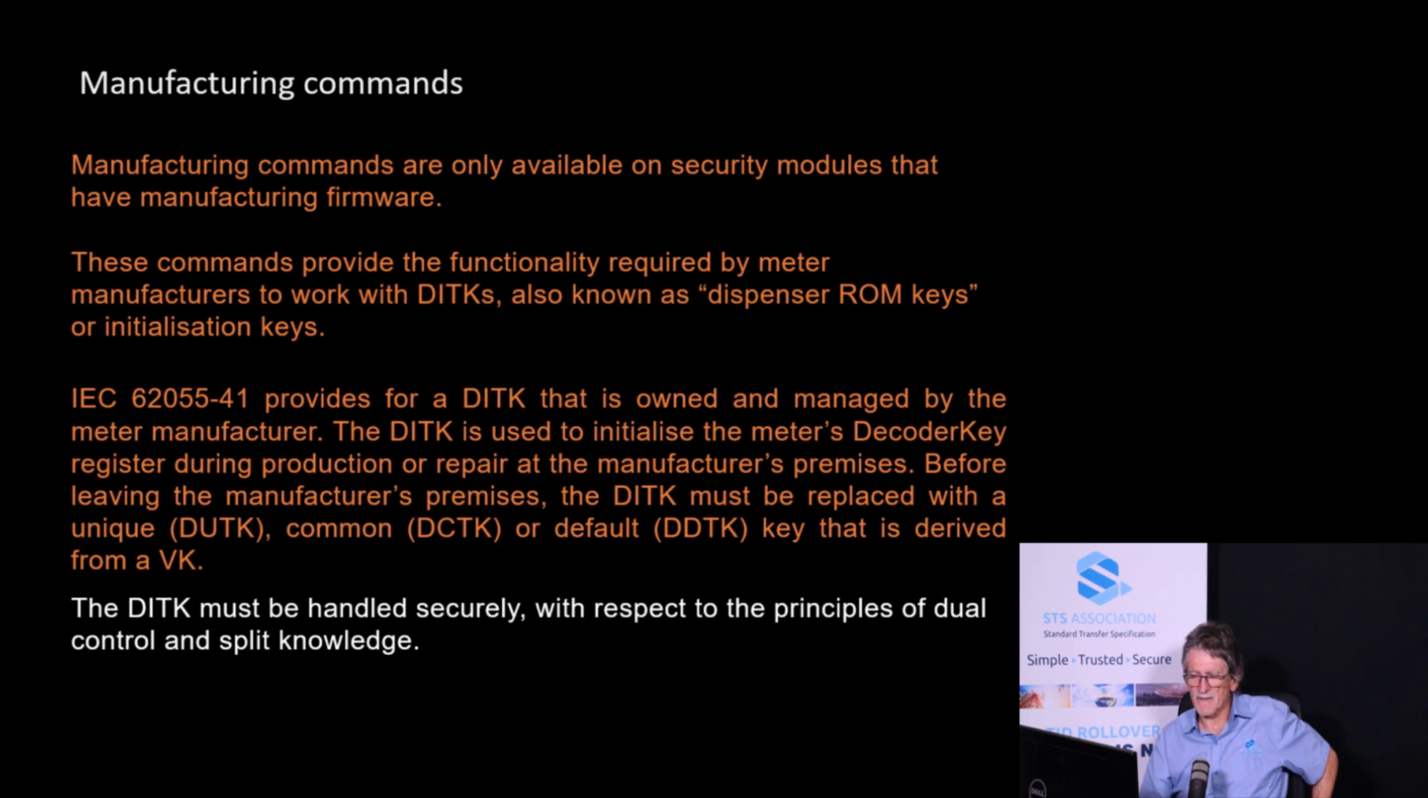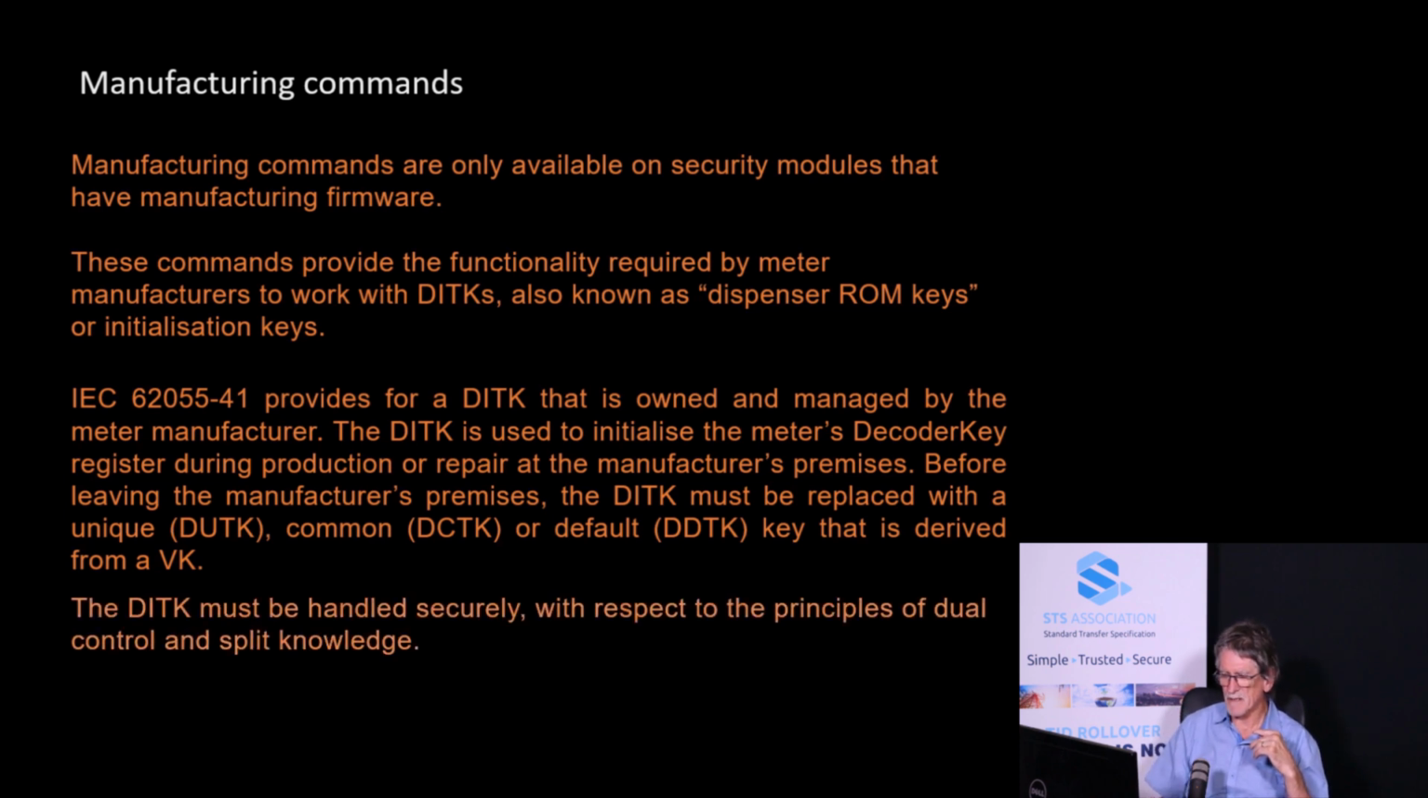The DITK is in plain text and it's used to initialize the meter's decoder key register during production or repair at the manufacturer's premises. But please note that before leaving the manufacturer's premises, no meter must leave with a DITK. It must either be a DUTK, a DCTK, or a DDTK. It cannot go out with a DITK simply because a DITK is known.